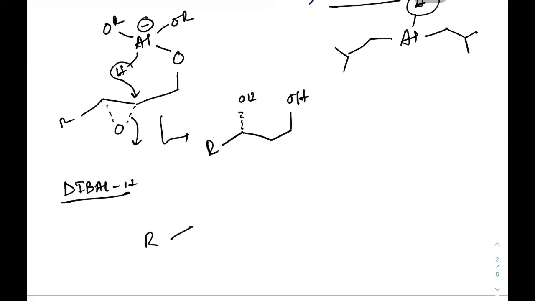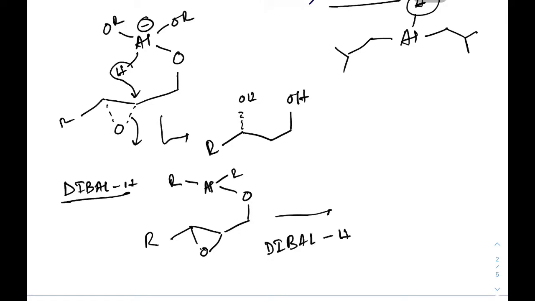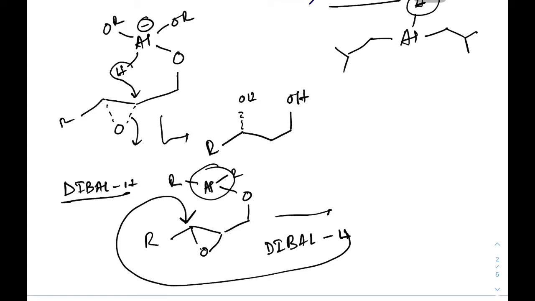But in case of DIBAL-H the story is different, because after the acid base reaction no hydrogen is left over there, because after acid base reaction the chelated product looks like this, right? Therefore, another equivalent of DIBAL-H attacks from the less hindered side, avoiding the more hindered place, because on this side there is a bulky aluminium group over there. Therefore, it attacks from the less hindered side and gives the 1,2-diol product.